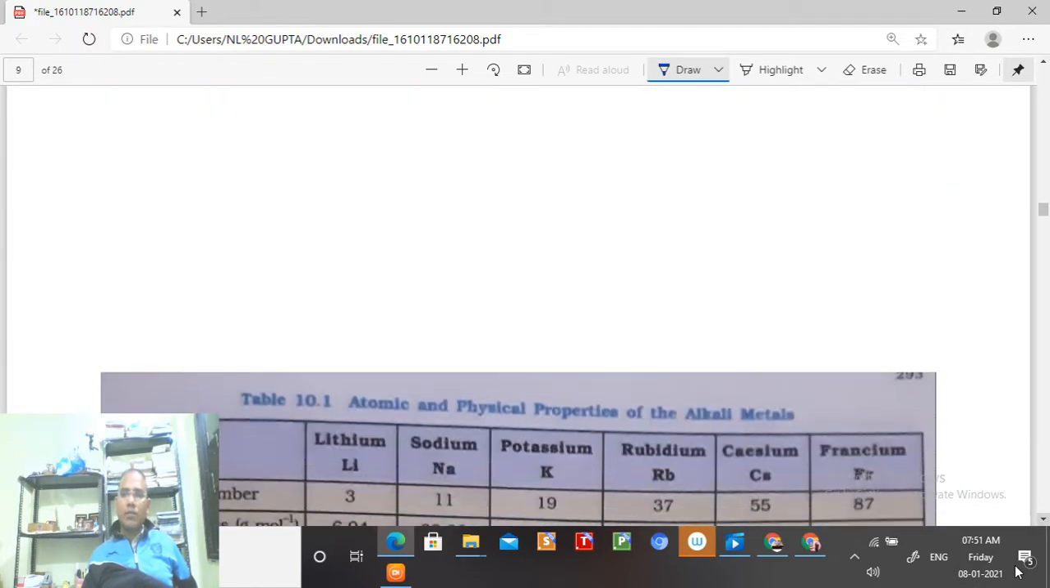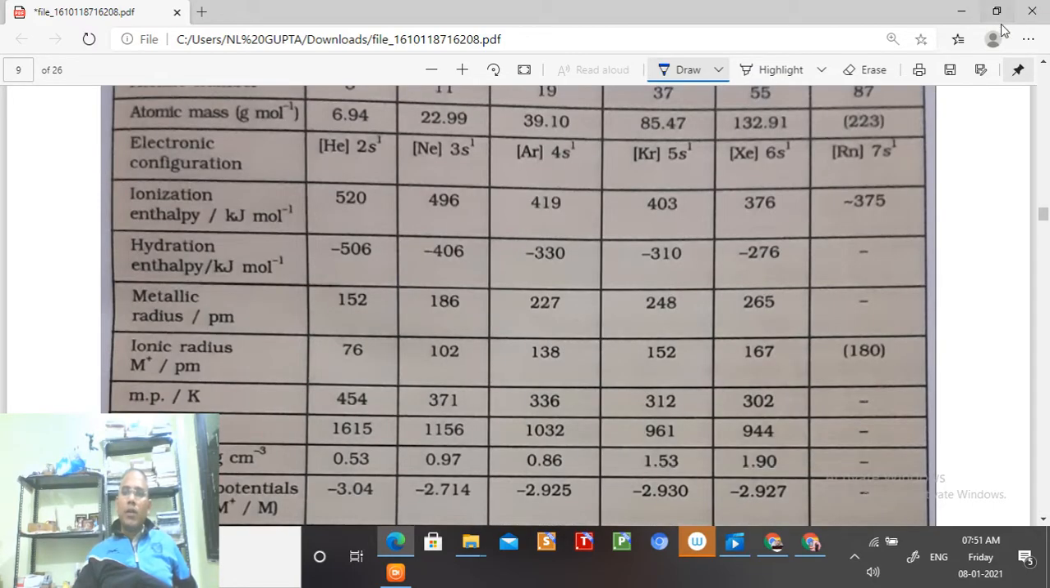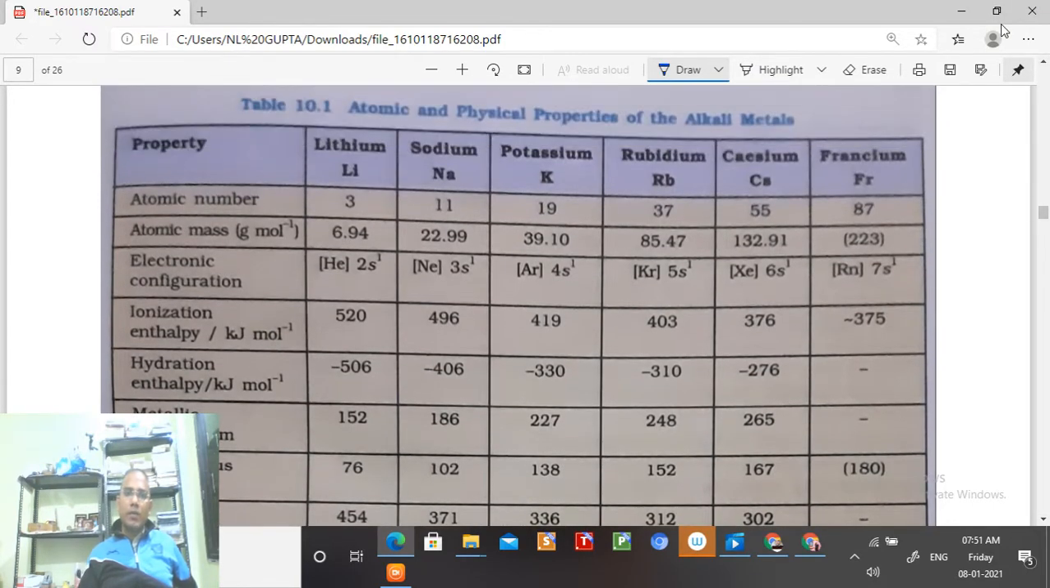Let us see some other properties, students. In the comparative study, dear students, the atomic numbers are lithium 3, sodium 11, potassium 19, 37, 55, 87. Atomic masses are 6.94, that is approximately 7, 22.99, that is 23, 39, 85, 133, and 223. Configurations are 2s1, 3s1, 4s1, 5s1, 6s1, 7s1.